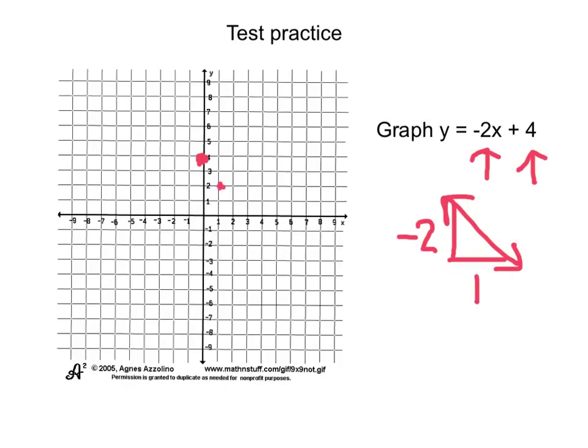And then keep doing that a few times. Down 2, right 1, down 2, right 1, down 2, right 1. Okay, and if I need a point up in the second quadrant, instead of going down 2 and right 1, I would go up 2 and left 1.